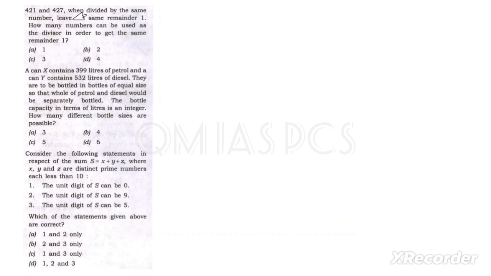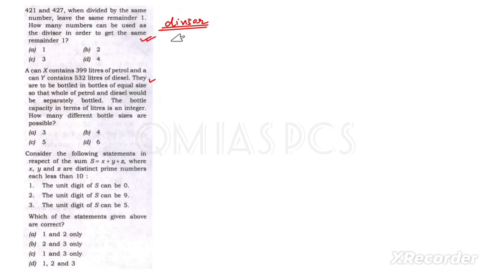Now tell me first, what is the topic? I think I have told you the topic like divisor, dividend, quotient, remainder, that is from factors and multiples. So from that topic we will solve this question. We will solve the other ones later on. First we are solving this question. 421 and 427 when divided by the same number.